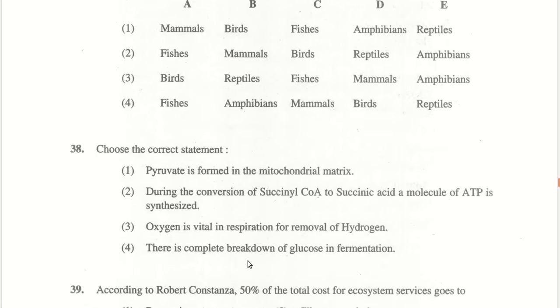Choose the correct statement. 38, pyruvate is formed in the mitochondrial matrix. Wrong. During the conversion of succinyl coenzyme A to succinic acid, a molecule of ATP is synthesized. That is also wrong. Oxygen is vital in respiration for removal of hydrogen. That is a correct statement. So 38, the third one is the right answer.